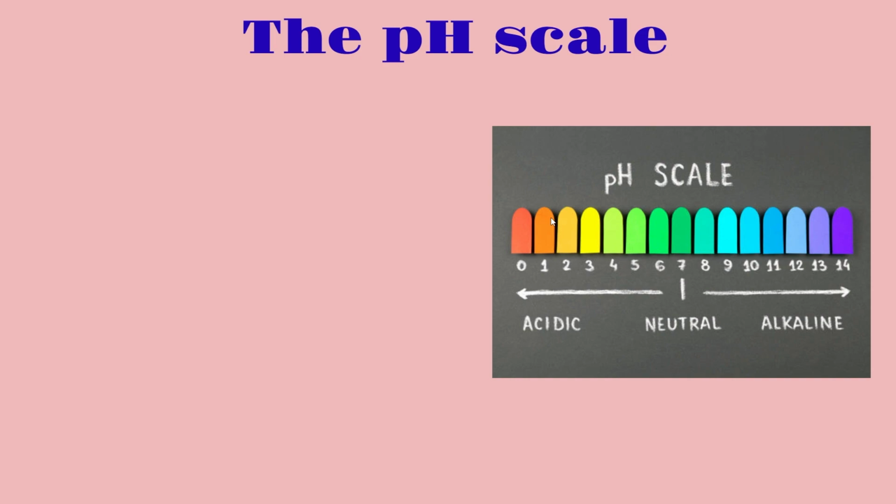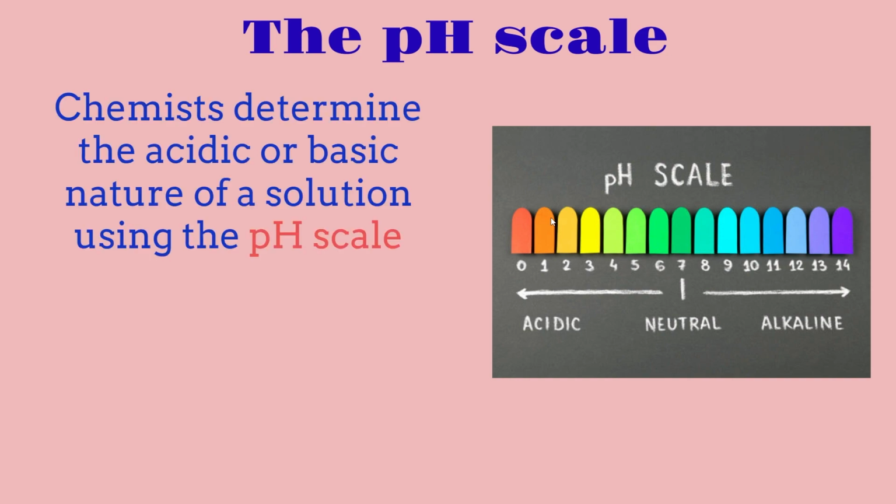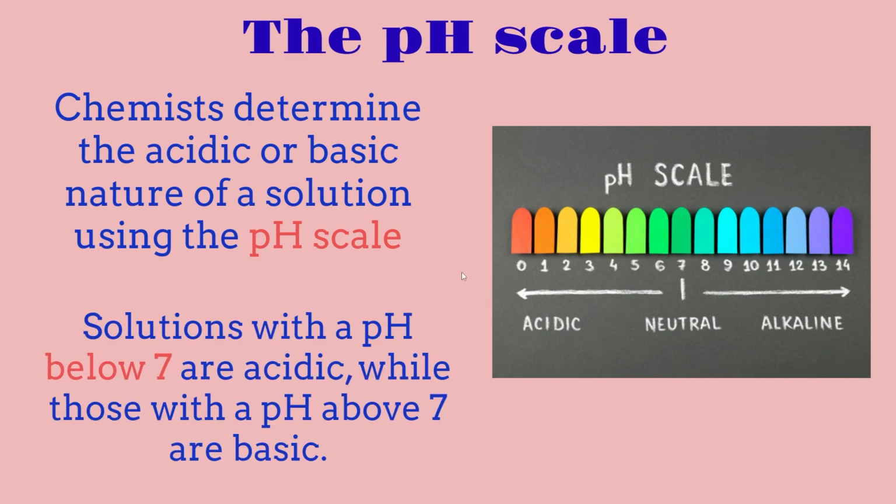And moving on, for the second one, we have the pH scale. Chemists determine the acidic or basic nature of a solution by using the actual pH scale. This is how the pH scale looks. It ranges from 0 to 14, 7 being neutral. Above 7 would be a base, below 7 would be an acid. So solutions with pH below 7 are acidic, while those above 7 are basic. This is another way that you can measure the pH of an acid or a base.